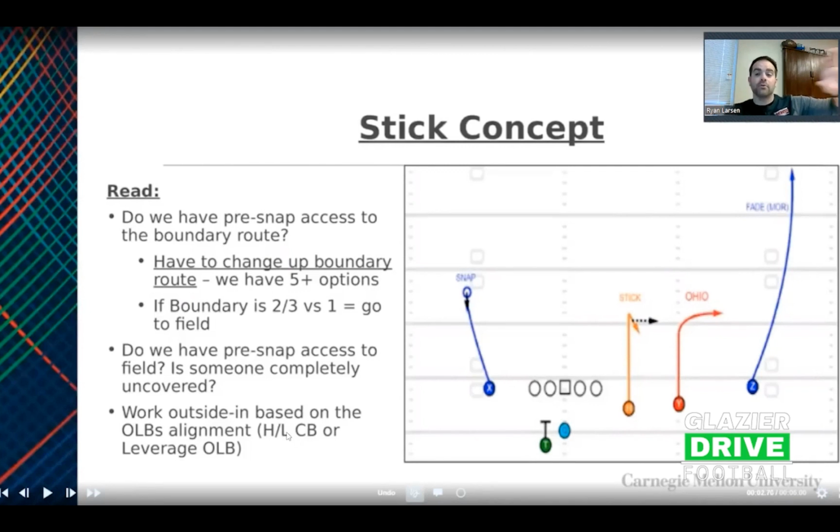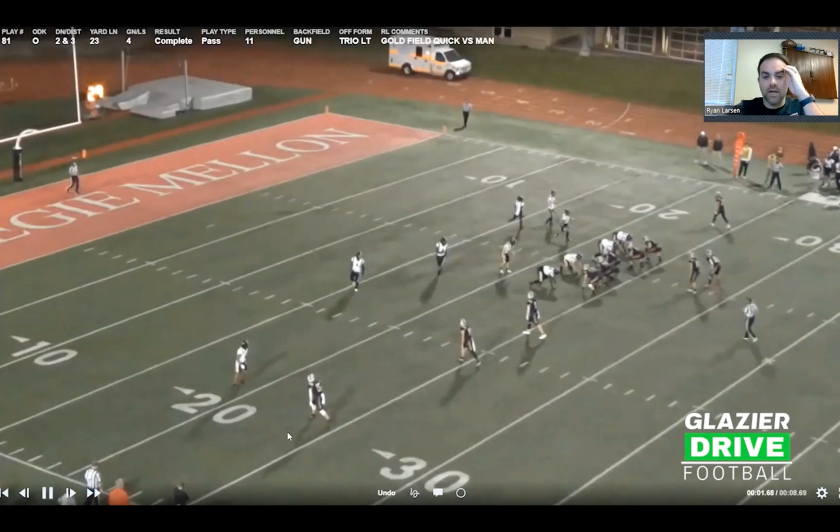All right. So now let's talk about that front side of the stick. So those are some backside throws. Now we're going to work the front side, like I talked about, working outside in. So where is the overhang?